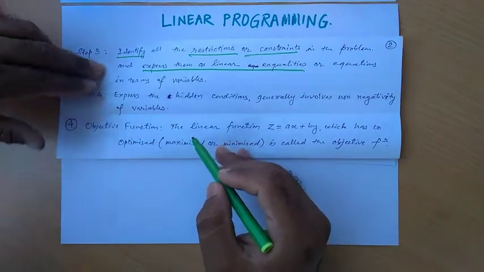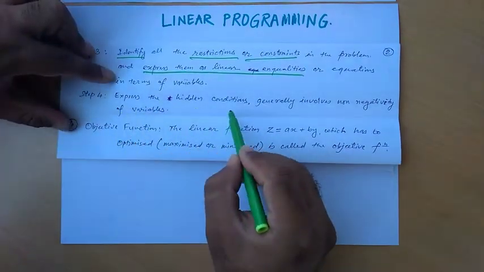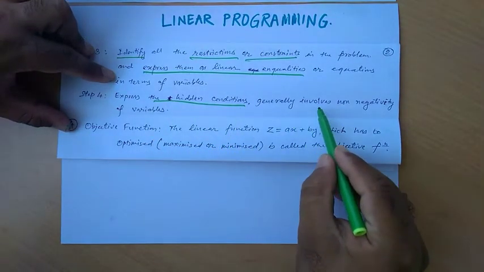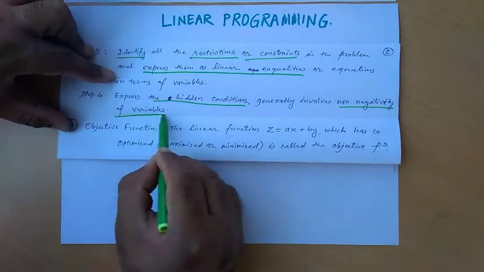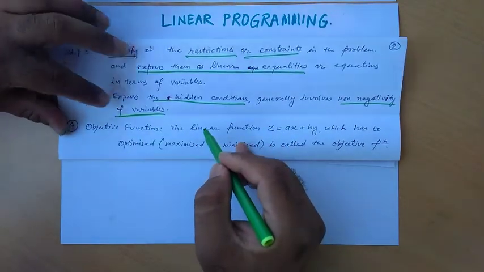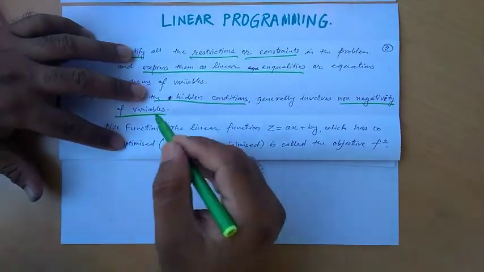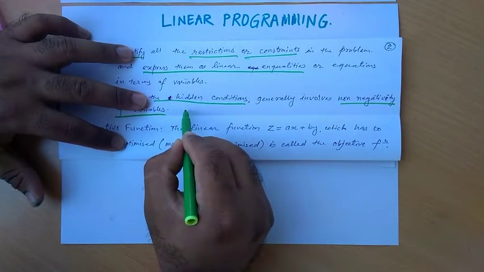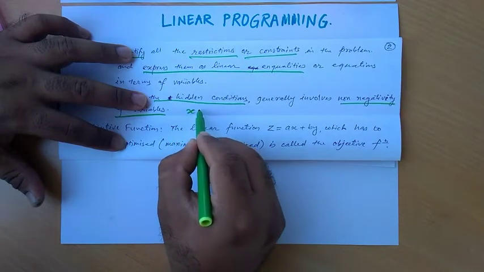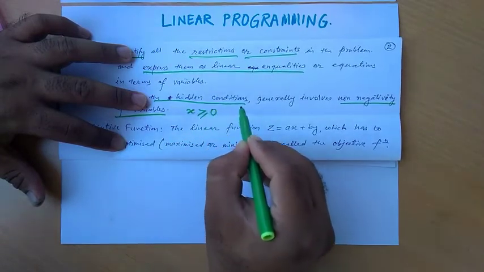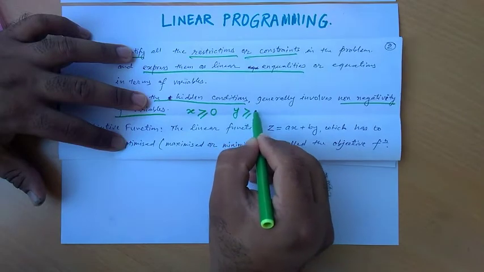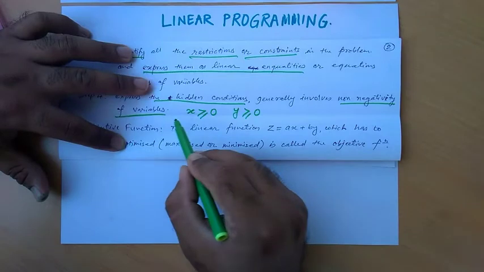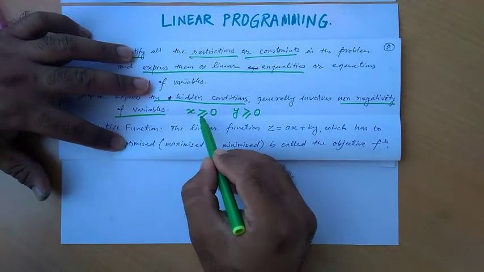And step number 4 says express the hidden conditions. You have to find out the hidden conditions, which generally involve the non-negativity of variables. Most of the time, whether it is given in the question or not, if it is not given, then you have to assume that x is greater than or equal to 0 and y is greater than or equal to 0, and these two things are known as the non-negativity of the variables.